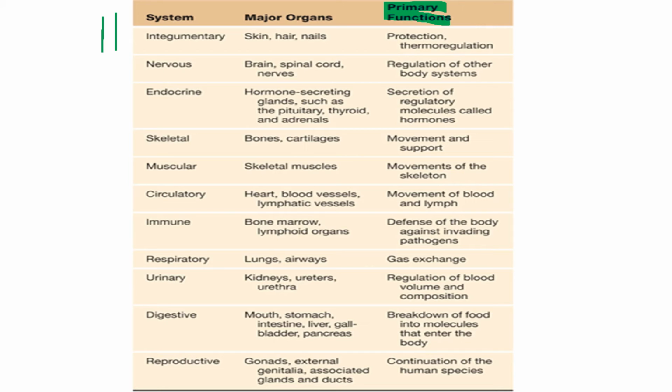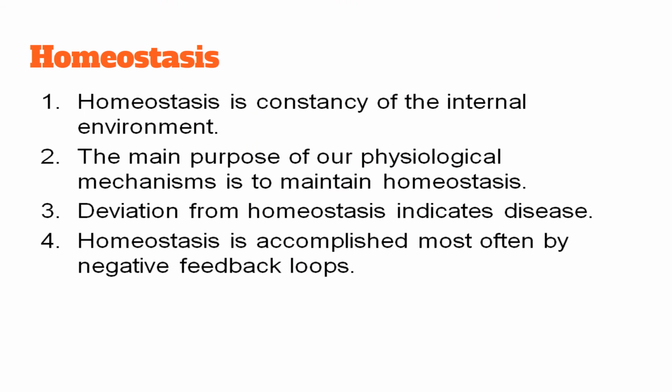Urinary helps with regulation of blood volume and composition, but also has a significant effect on our circulatory system, where those two will regulate one another. Digestive system is the breaking down of food and molecules and having nutrients enter the bloodstream. And then lastly, reproductive, which is important for continuation of us.